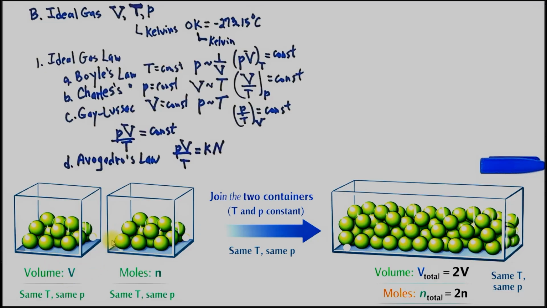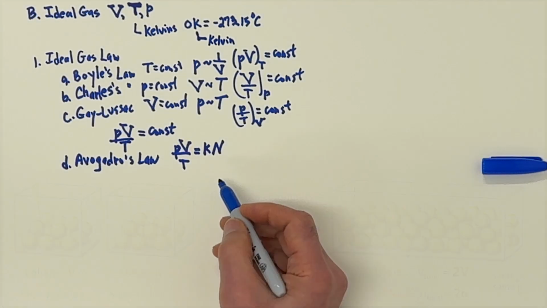And if we bring these together, we can then remove the wall and we'll have double the volume, double the number of particles, and the pressure and temperature stay the same throughout. So here you can think of Avogadro's law as, with the pressure and temperature being constant, the volume is proportional to the number of particles. So you double the number of particles, you double the volume.